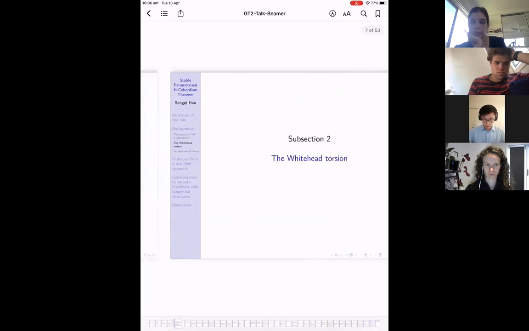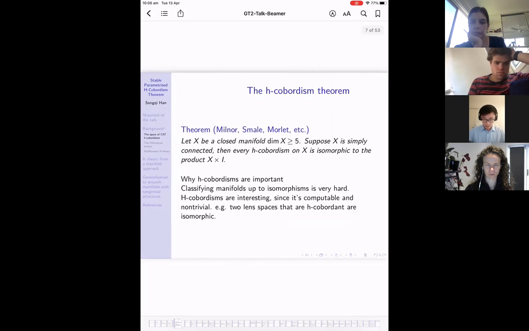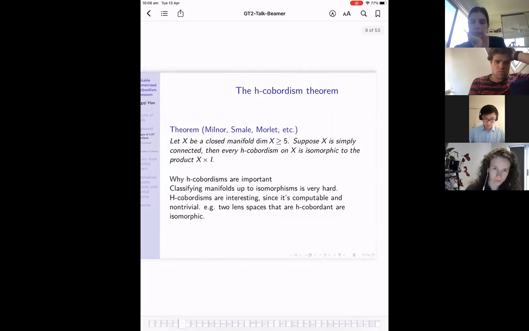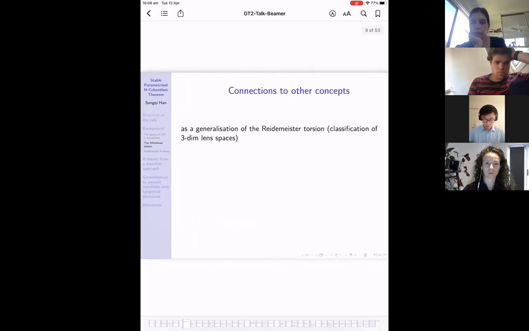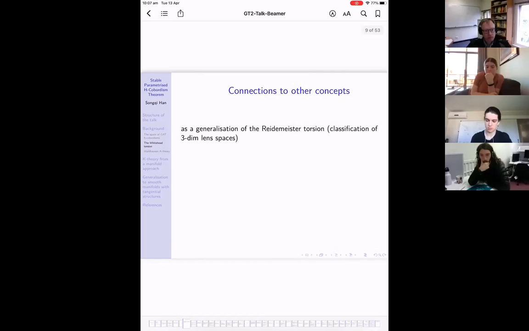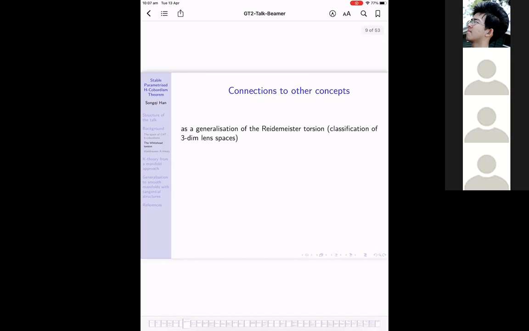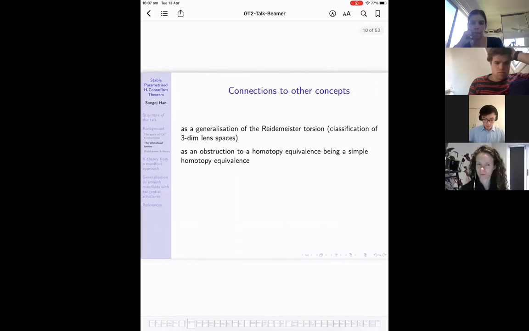But to investigate the case where X has non-trivial fundamental groups brings out the second player today, which is the Whitehead torsion. So let's first see some relation of the Whitehead torsion with the other concepts in literature. So first, the Whitehead torsion is a generalization of the Reidemeister torsion. The Reidemeister torsion is also important because it is with that we first classify the 3-dimensional lens spaces. And second, the Whitehead torsion is an obstruction to a homotopy equivalence being a simple homotopy equivalence.